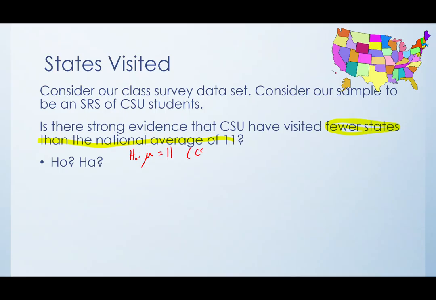So this is CSU students no different from national average. Our alternate, of course, is that we think they've visited fewer states, so that the mean is less than 11. Okay, so we'll just make that CSU visited average less than 11. I should write out less than, right?